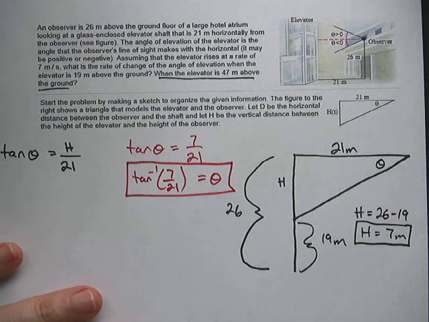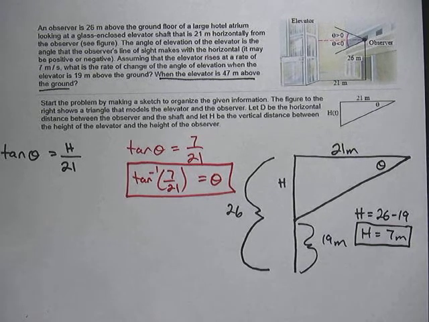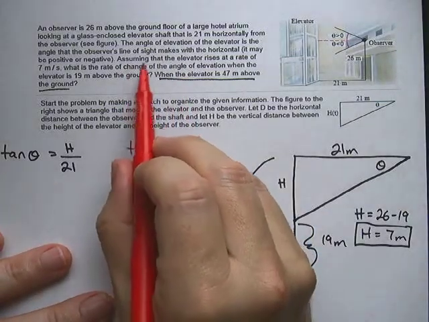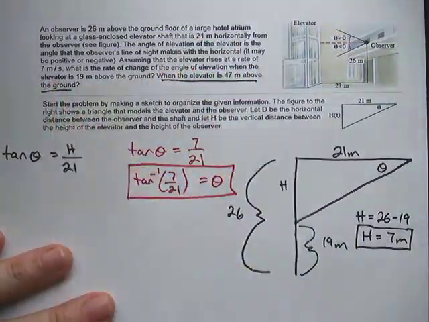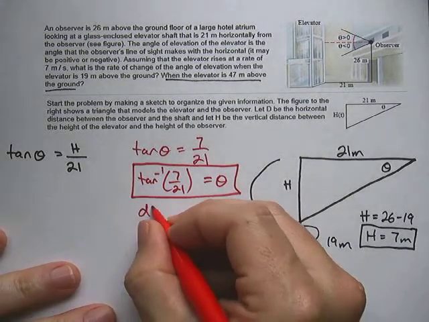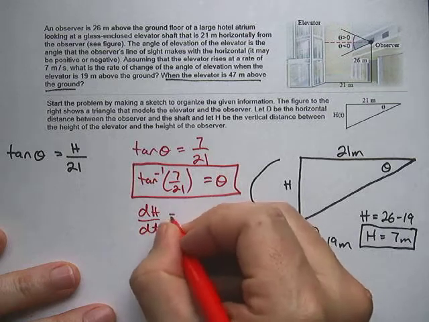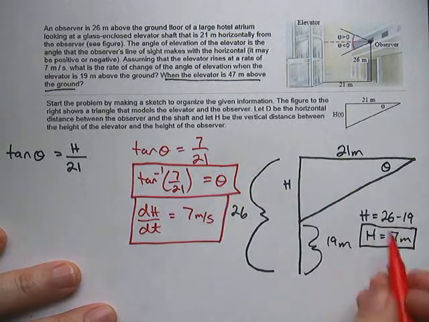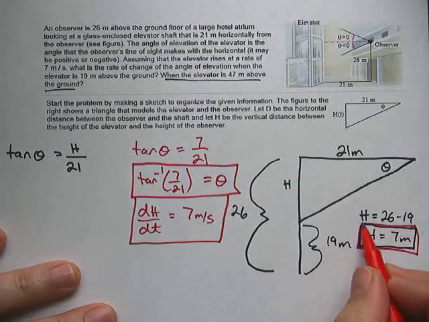One other piece of information that I want to write down before we proceed in this problem is the change in elevation of the elevator. Like how fast is it moving up and down? That information was given in the problem. It says right here, the elevator rises at a rate of 7 meters per second. So the elevator's height is given by h, so the change in height is given by dh/dt. So dh over dt was also given in the problem. It's 7 meters per second. Those are three pieces of information that will be needed in this problem.